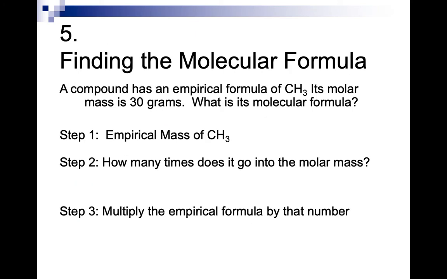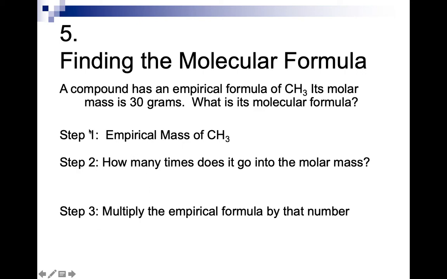All right, for number 5, we have to do a little bit more math here. We have to use our periodic table, and we have to remember how to calculate the molar mass of a compound. So I'm going to show you how to find the molecular formula when they give you the empirical formula and the molar mass. So in this particular problem, it says that the empirical formula is CH3 and the molar mass is 30 grams. And they want you to find what the molecular formula is.